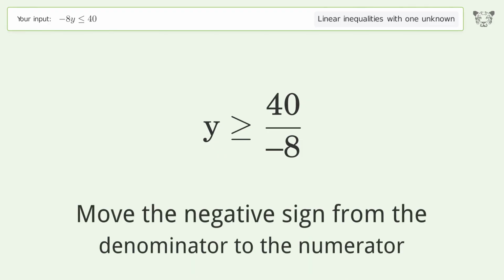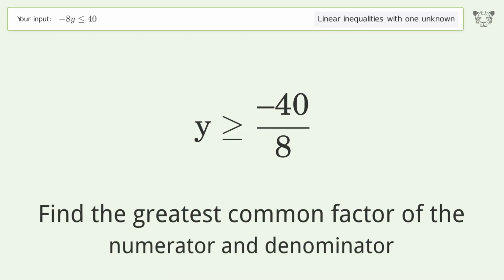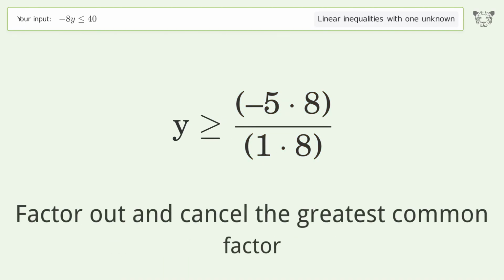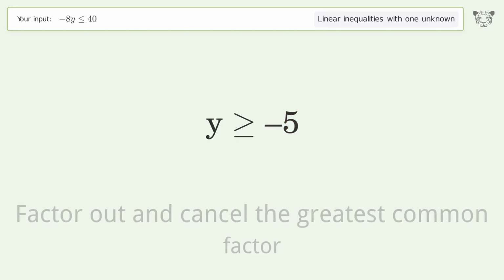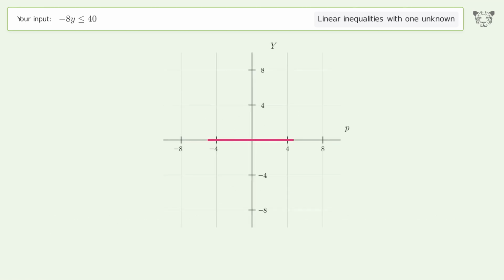Move the negative sign from the denominator to the numerator. Find the greatest common factor of the numerator and denominator. Factor out and cancel the greatest common factor. Plot the solution on a coordinate grid. And so the final result is y equal or greater than -5.